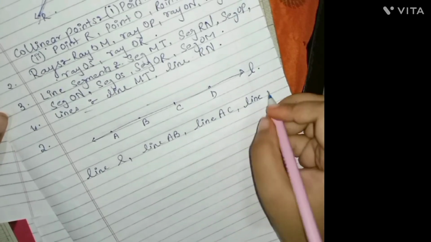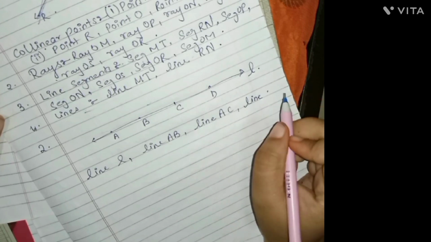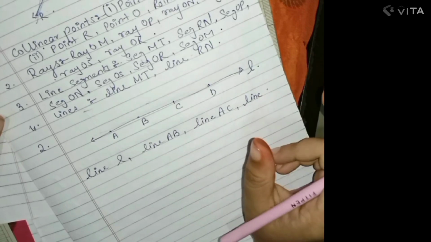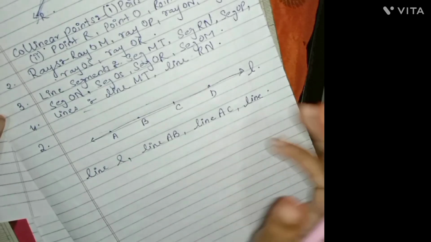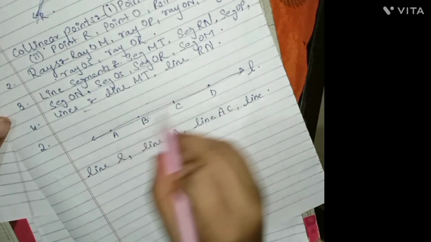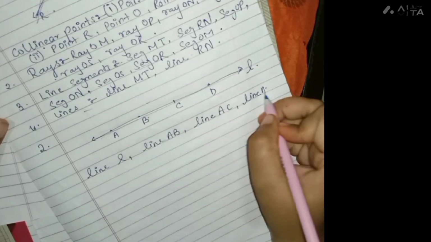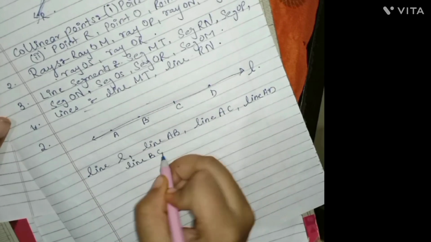Understood? Because line means what? The definition of line: when two points are joined by a scale, they form a line segment. A line segment extended at any point is called a line. So line L, line AB, line AC, line AD. Understood? So line AD, and here line BC also, line BC.